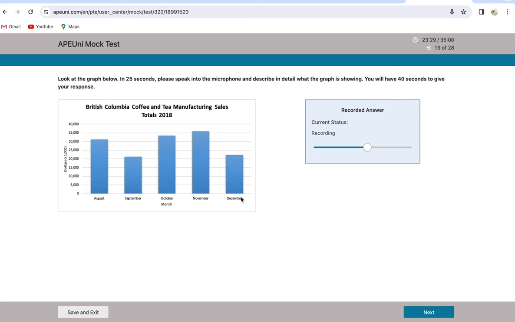Dollars. The highest value was 36,000, which was in November. The lowest value was 21,000, which was in September. To conclude, the image is very informative.